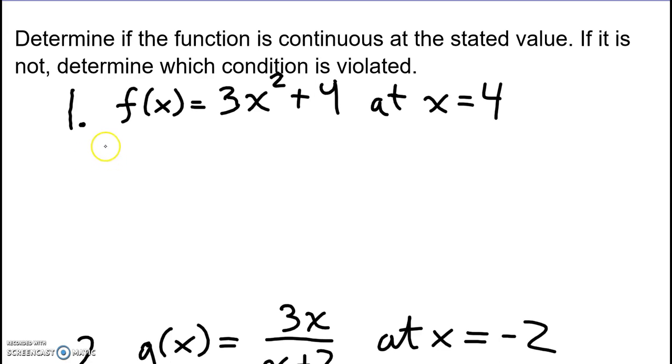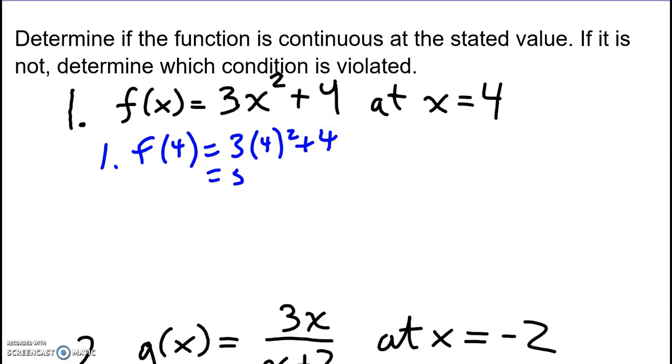So I'm literally going to write, okay, 1. Does f of 4 exist? So I'm simply going to plug it in. 3 times 4 squared plus 4. And we get a function value, and this is going to be 52. So that exists.